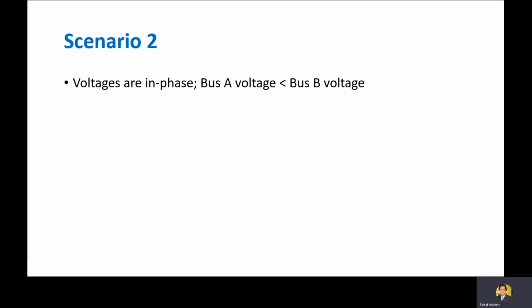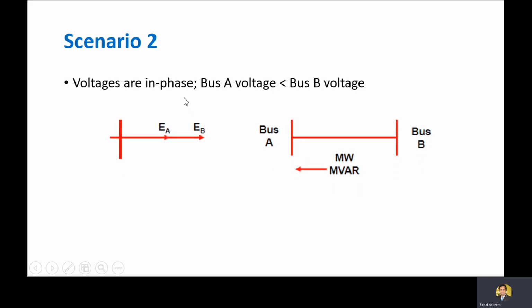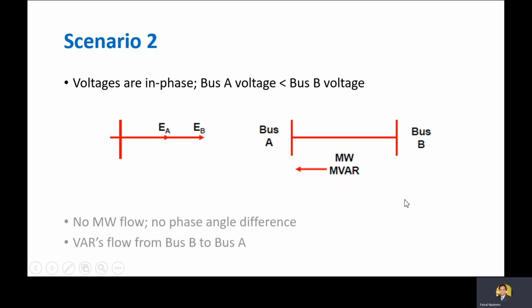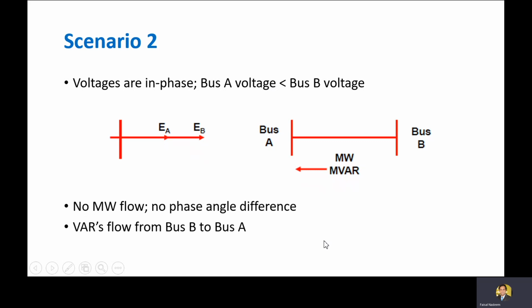Now scenario number 2. In scenario number 2, again the voltages are in phase, but bus A voltage is less than bus B voltage. Now what will happen? In this case, as again there is no phase difference between the voltages, there will be no active power flow on the line. However, as the bus A voltage is lesser than bus B voltage, the reactive power will flow and it will flow from bus B to bus A.